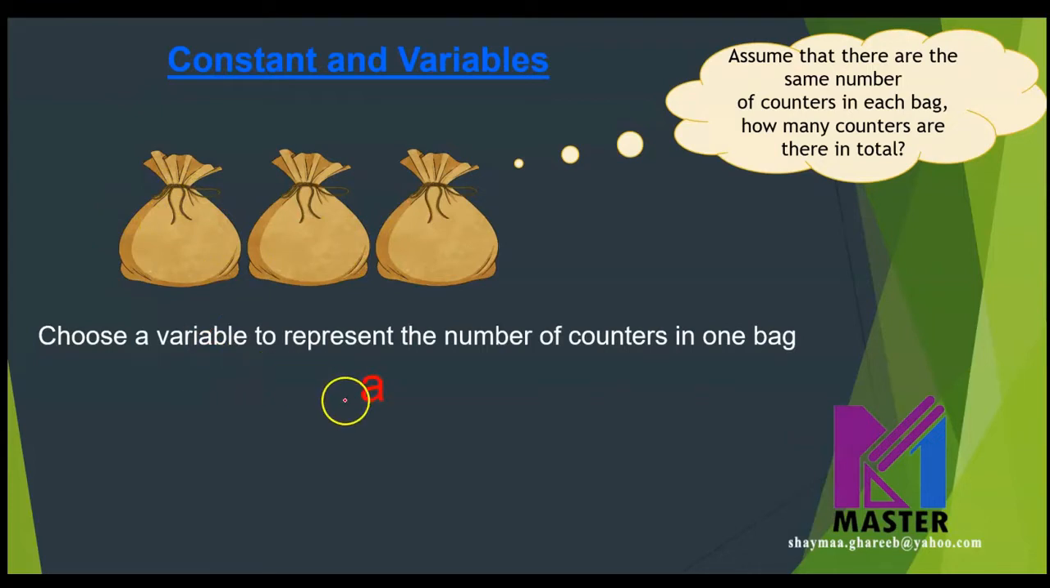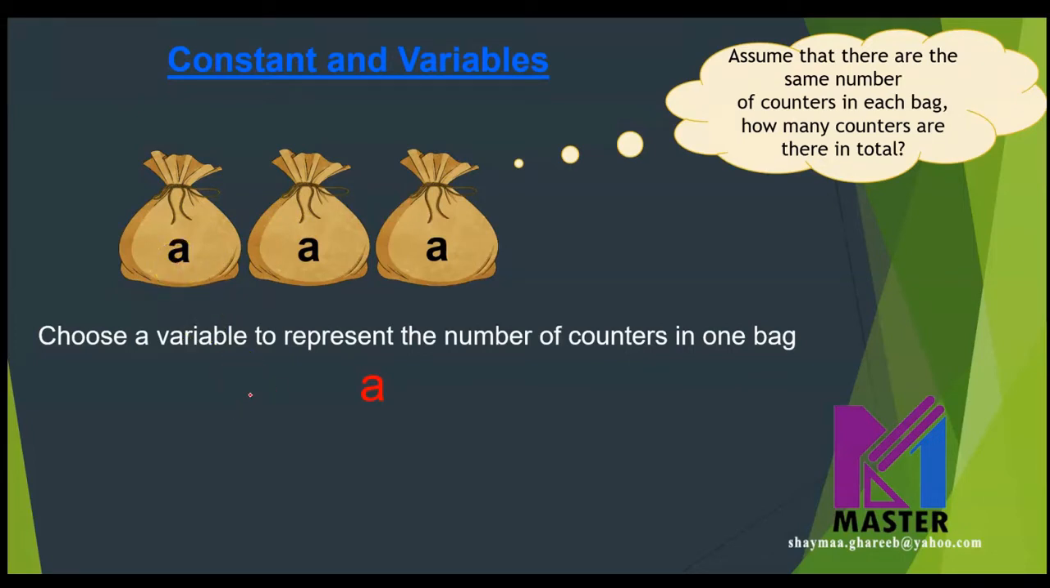This time I'm going to choose A. So the number of counters in each bag equals A. So I will put A. This is variable because it is a letter and I don't know exactly what is the quantity inside this bag, or what is the number that this variable represents.